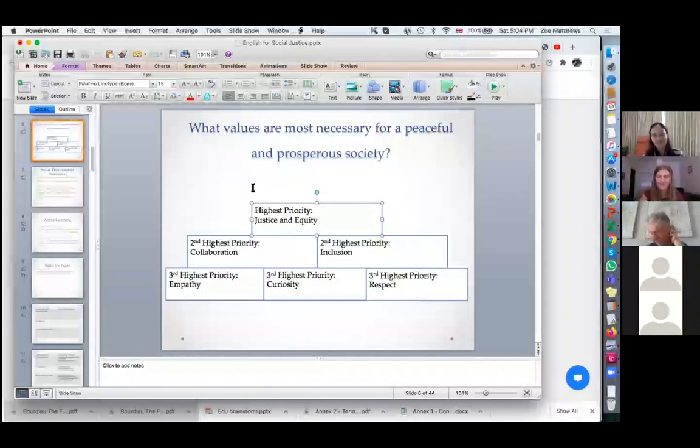So is everyone happy with that? Yeah, I want to live there. Yeah, there is that place. Yeah, I would love to live there as well. So, okay, the highest priority for us is justice and equity.